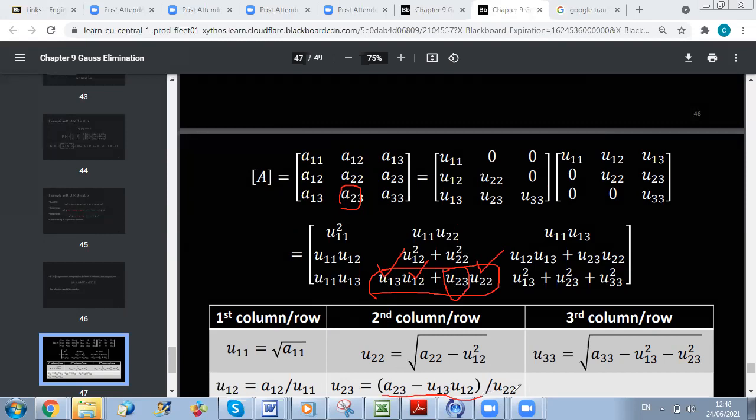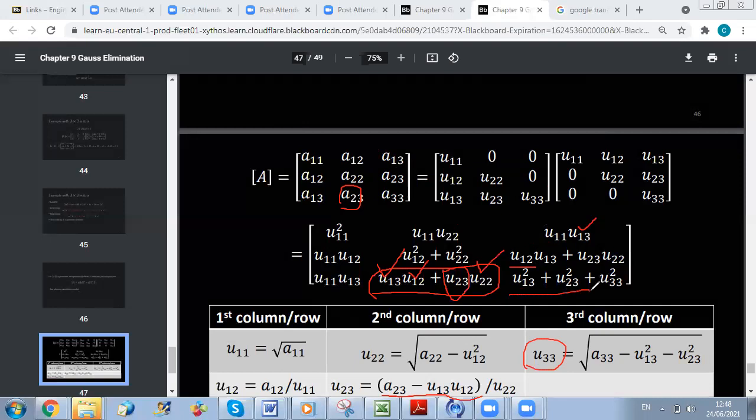Okay, and the only element which will remain to find is U33. To get U33 also I have several possibilities. I can compare U11 U13, which should be equal to A13. So this is one possibility. I can also calculate U33 from here, using U13 because it's already calculated from the previous step. You will get exactly the same result.